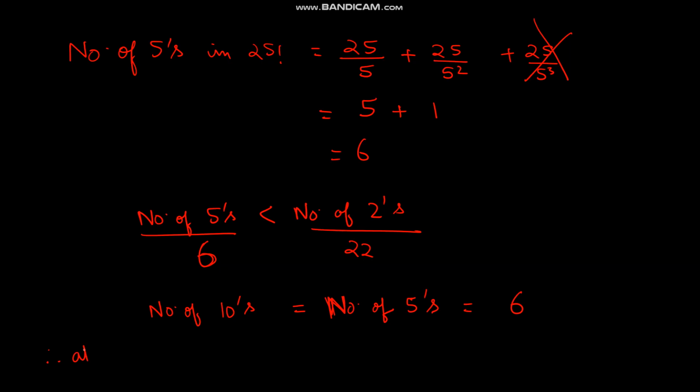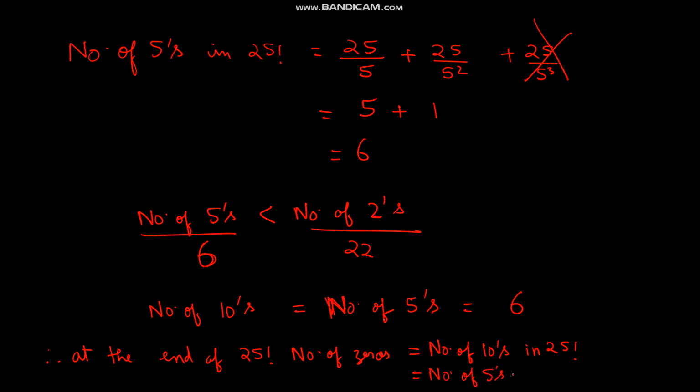Therefore, at the end of 25 factorial, the number of zeros will be equal to the number of tens in 25 factorial, which is equal to the number of fives in 25 factorial, which is 6, right? So at the end of 25 factorial, the number of zeros will be 6.